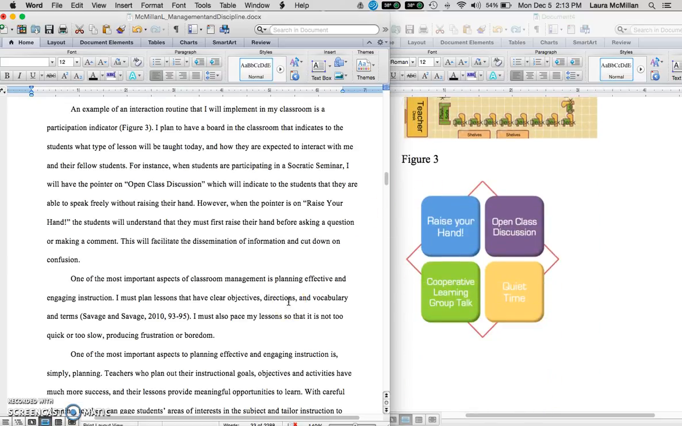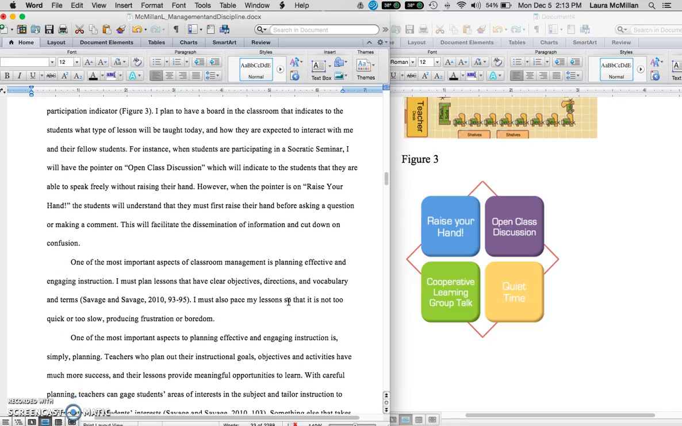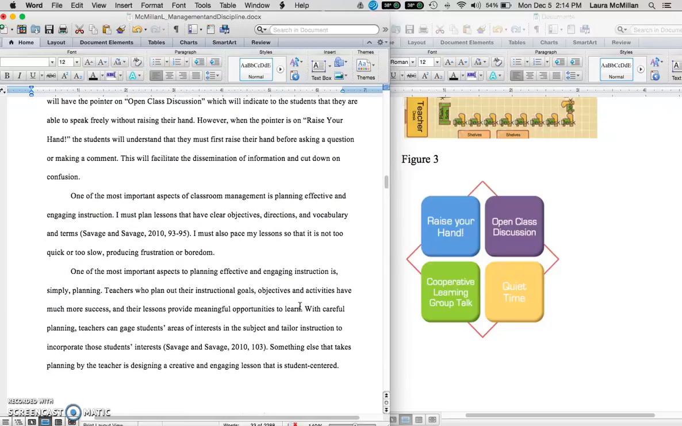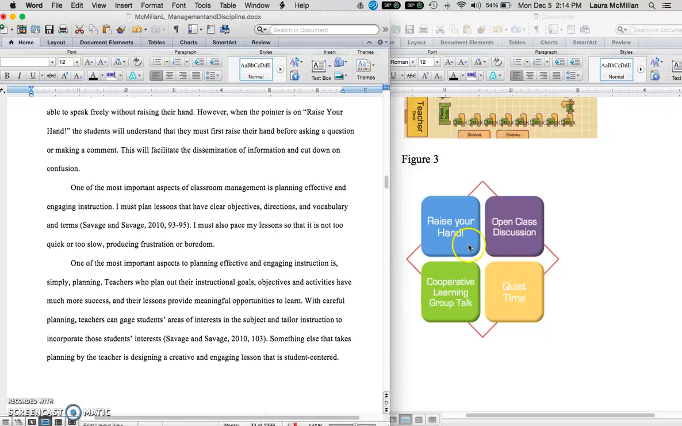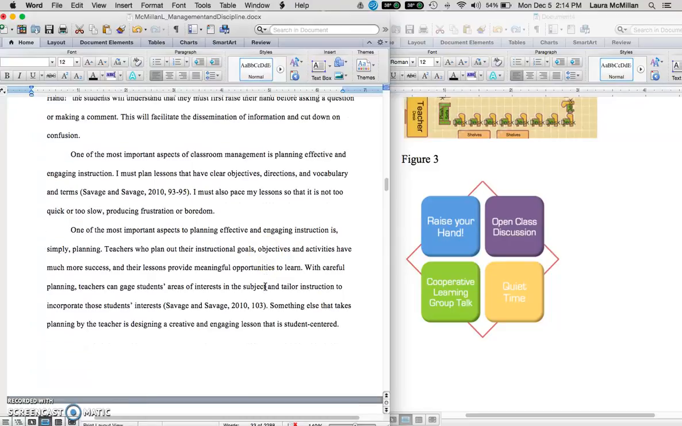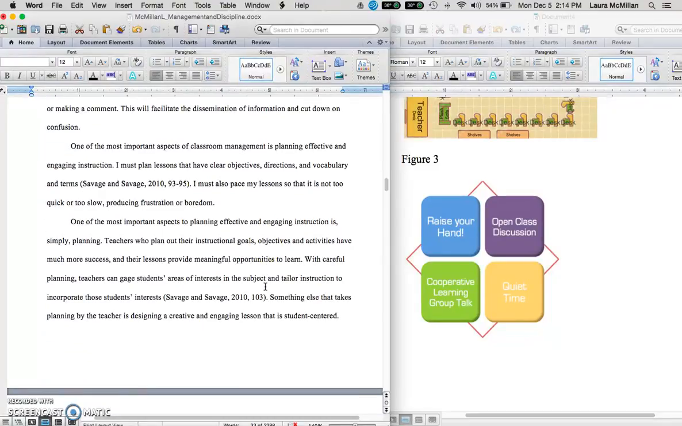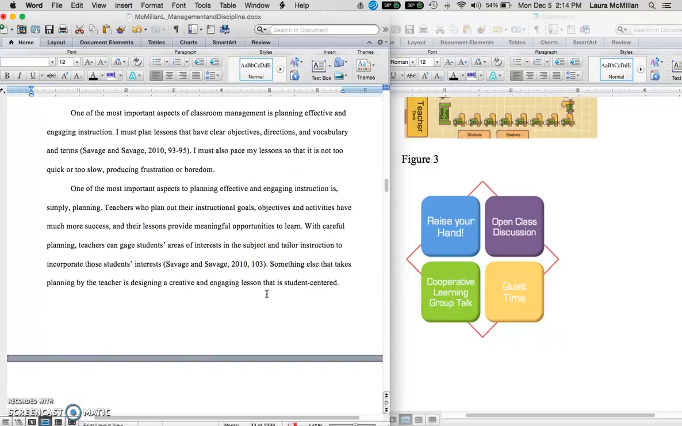I plan to have a board in the classroom that indicates to the students what type of lesson will be taught today and how they are expected to interact with me and their fellow students. For instance, when students are participating in a Socratic seminar, I will have the pointer on Open Class Discussion, which will indicate to the students that they are able to speak freely without raising their hand. However, when the pointer is on Raise Your Hand, the students will understand that they must first raise their hand before asking a question or making a comment. This will facilitate the dissemination of information and cut down on confusion.